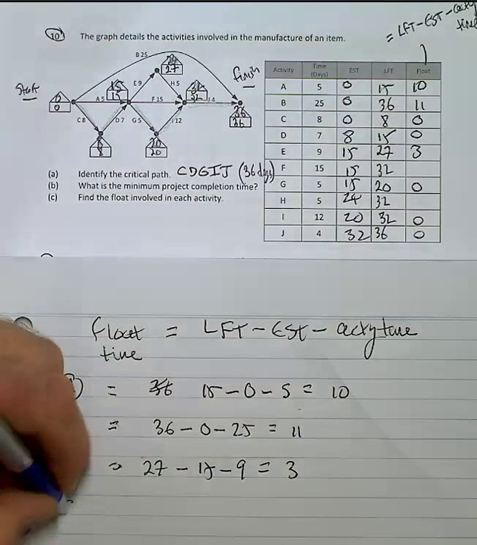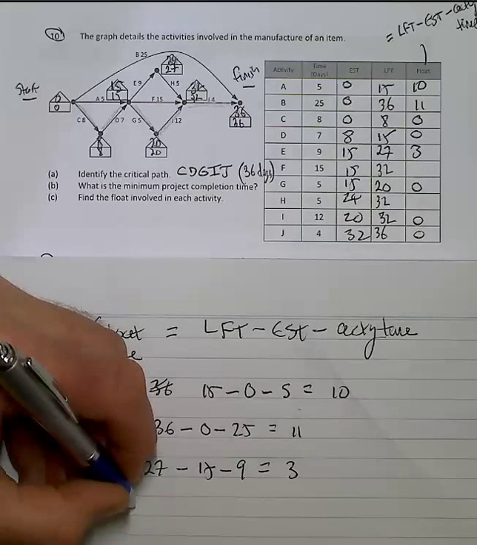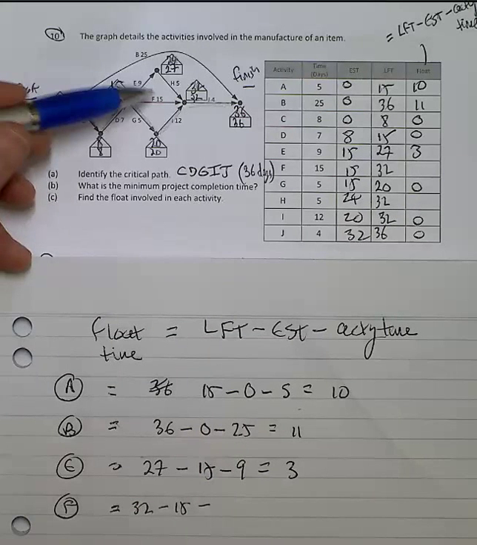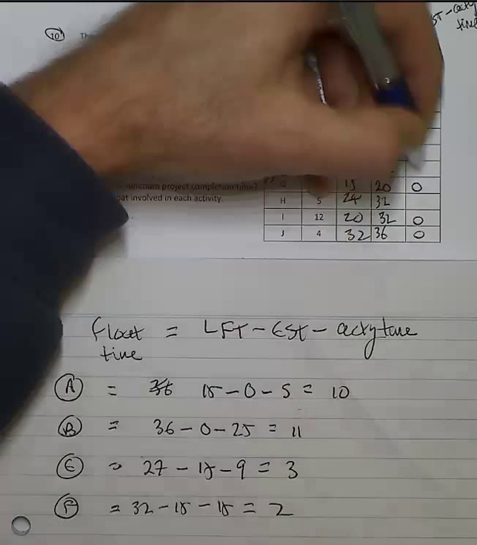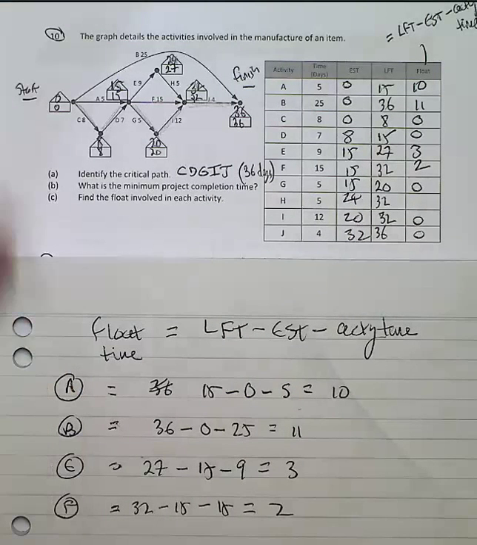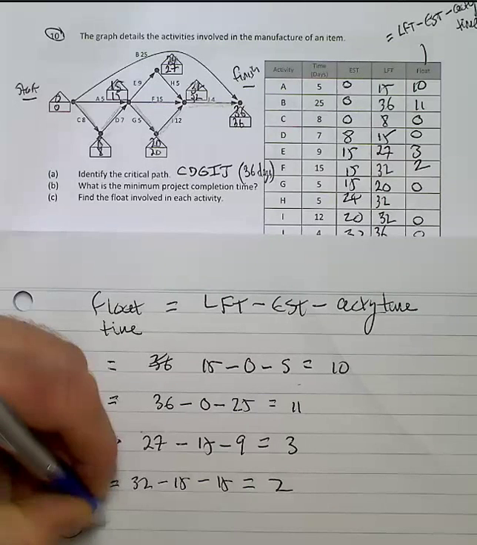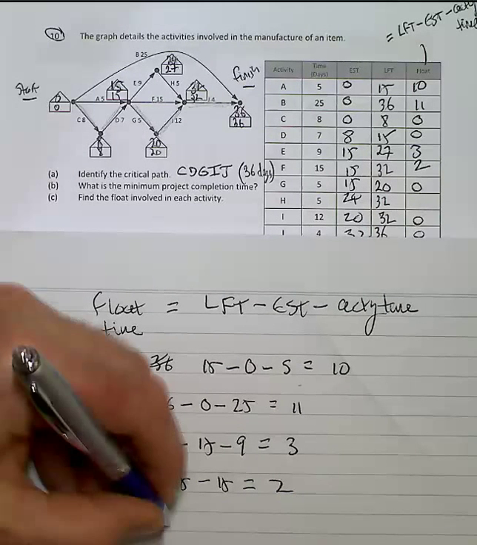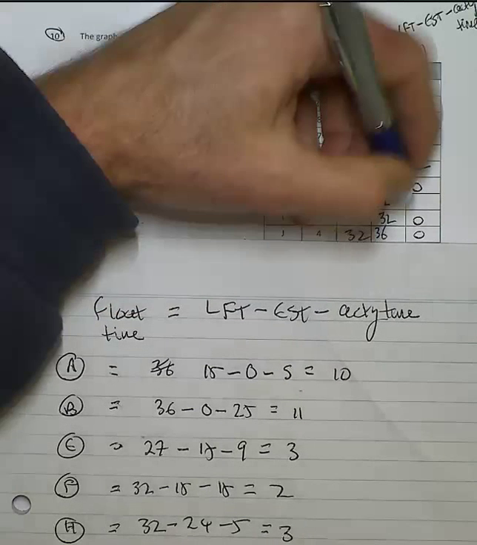I now need to do F. In a similar way, 32, take 15, take 15. We'll give you a 2-day float time. And lastly, H, for the float time there, 32, take 24, take 5, which will also be 3 days.